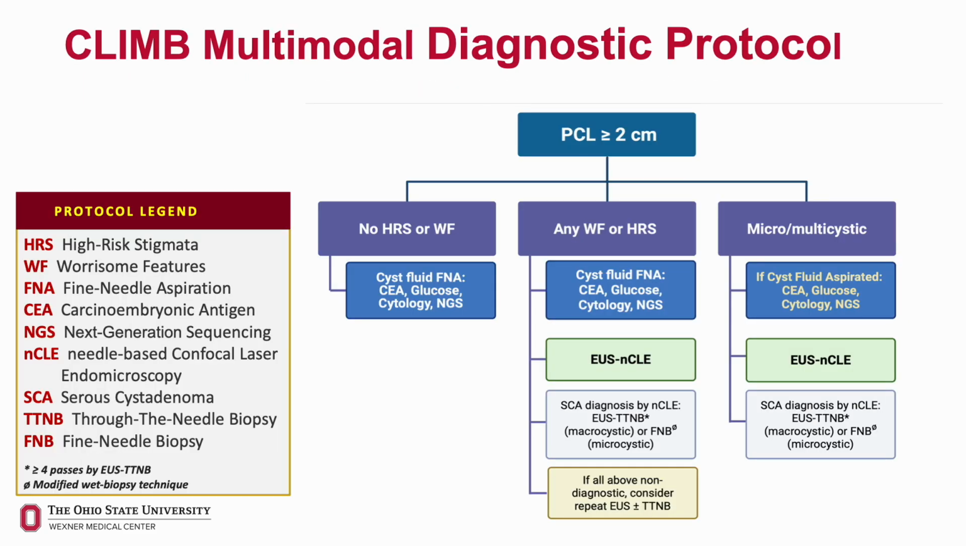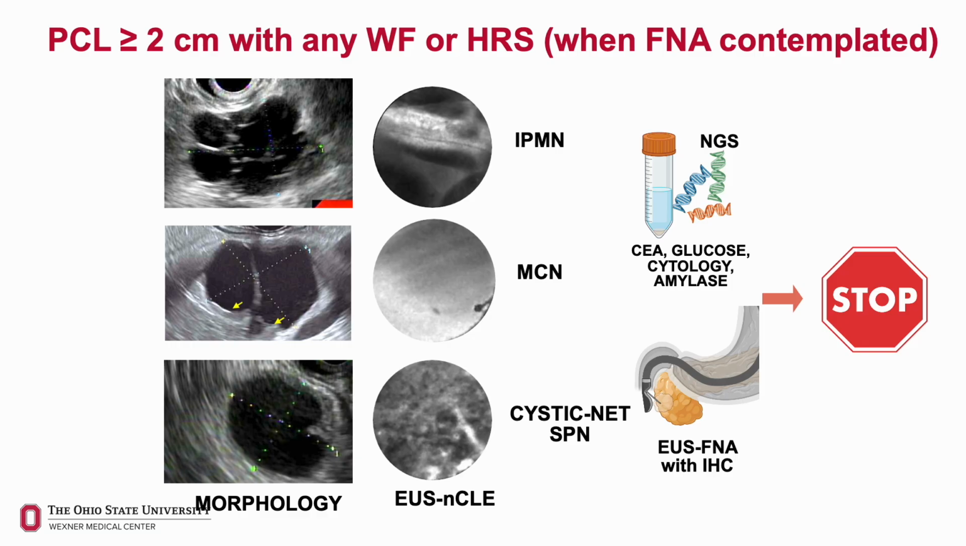Now, here is the flow chart which the CLIMB protocol follows, and I'm just going to go through this flow chart in the next couple of slides, painting clinical scenarios. In case you have a multiseptated cyst, not classic multicystic, but a septated cyst, it starts with endomicroscopy, because the needle is preloaded with the endomicroscopy probe, and then we get a diagnosis right away.